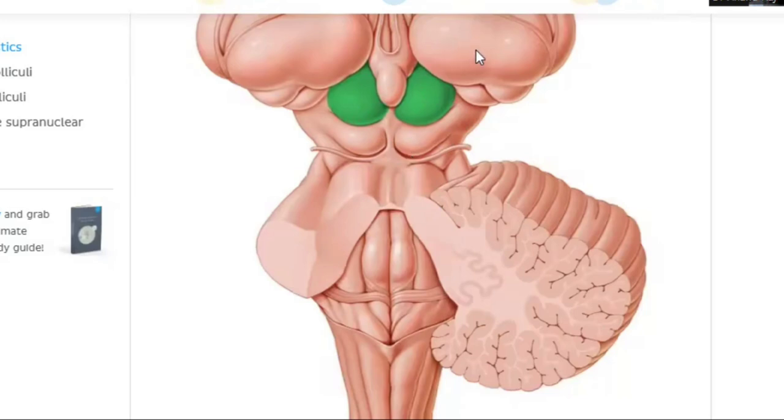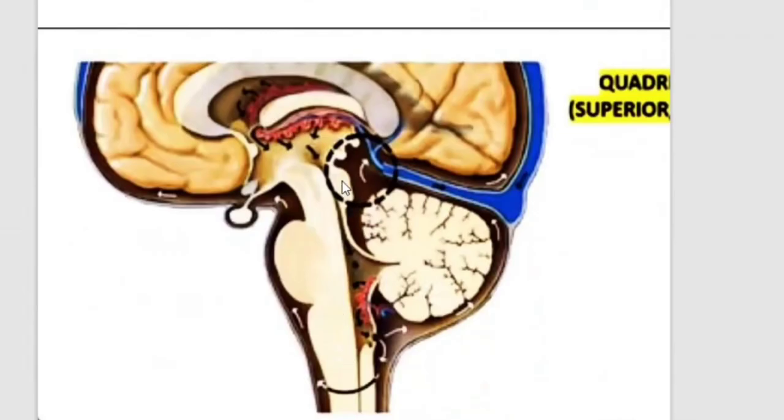This is the posterior view of the brain. These are both cerebral hemispheres. This is the cerebellum, the right cerebellum. This is the midbrain, pons, and medulla oblongata. The elevation you mentioned is due to the facial nerve, the facial colliculi. This is the superior colliculus and the inferior colliculus. In this space is the quadrigeminal system.